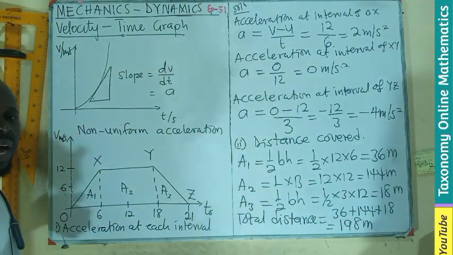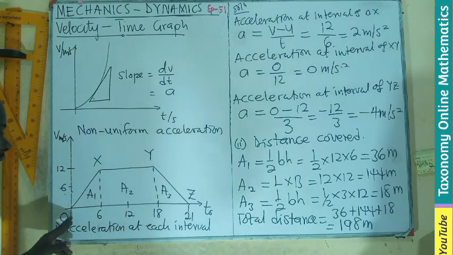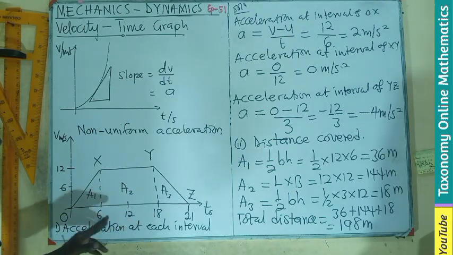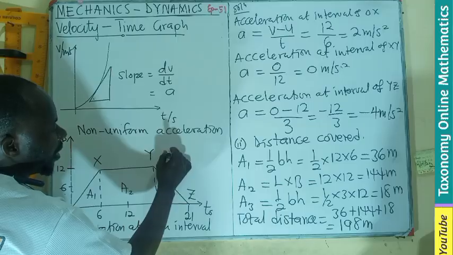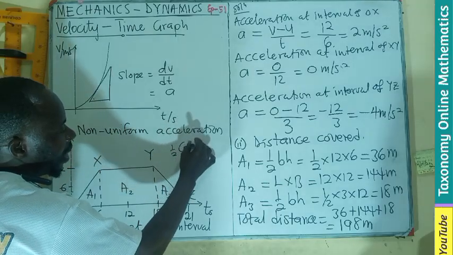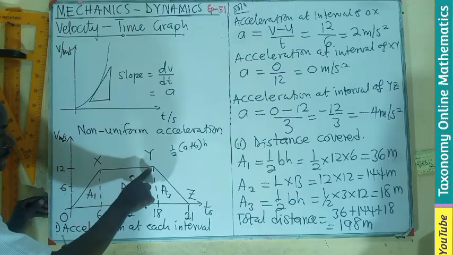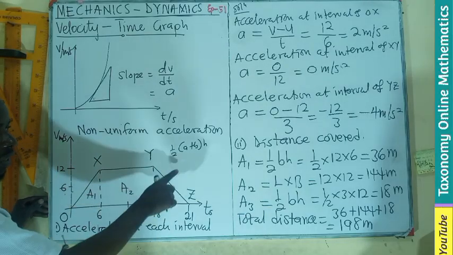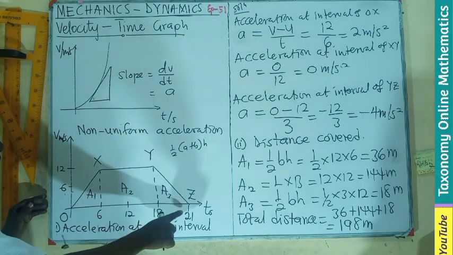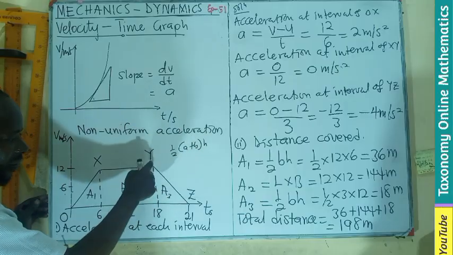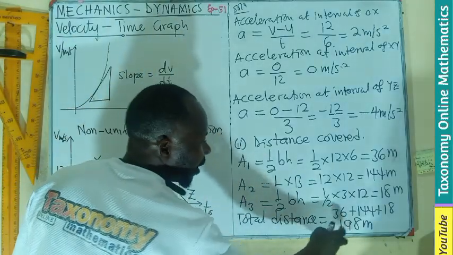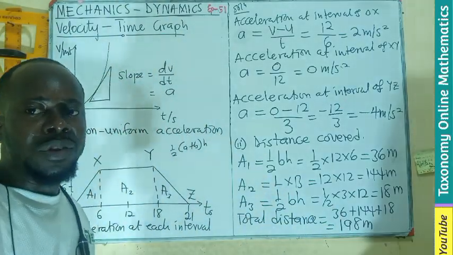198 meters as the total distance covered. If you are to use the trapezium formula, which is half A plus B times height, A is the distance from here, which is 12. B, the distance from 0 to here, 21. The height is still 12. When you multiply, you come back to the same concept.